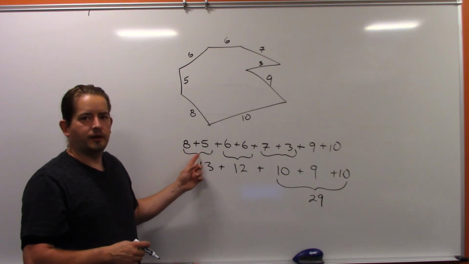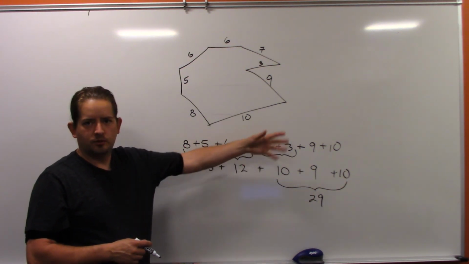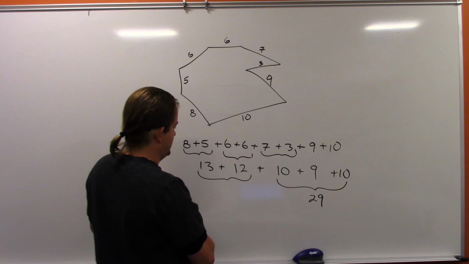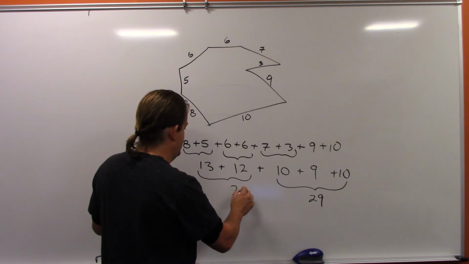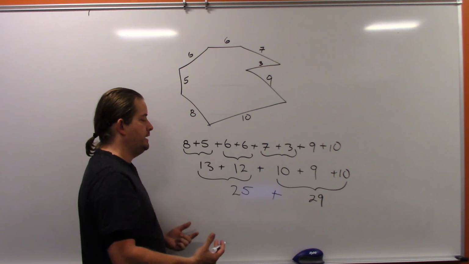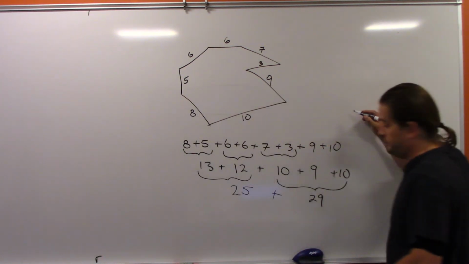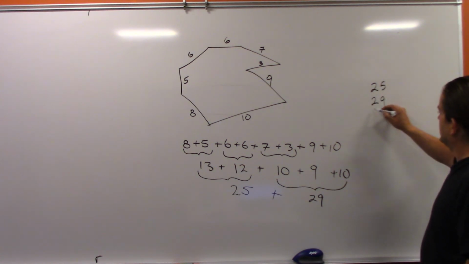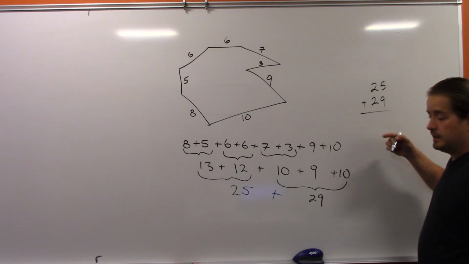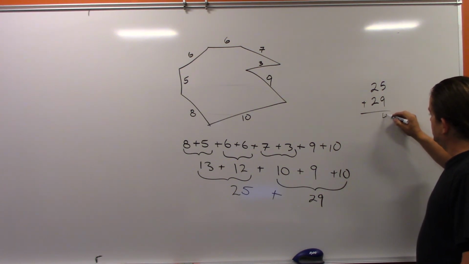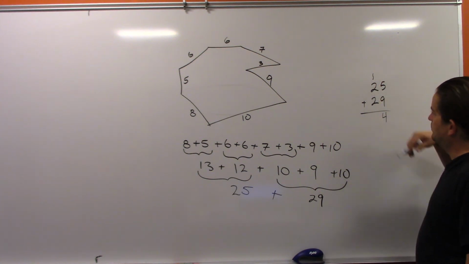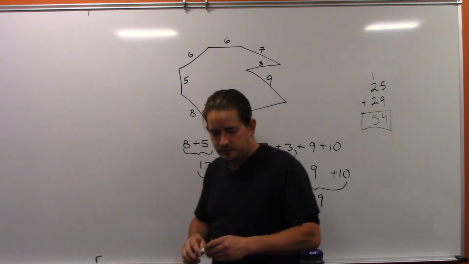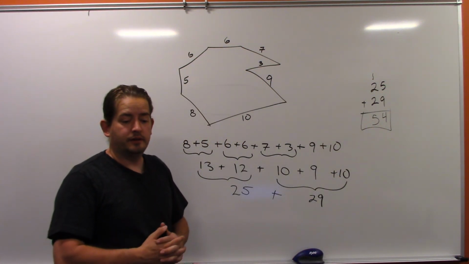Or you can just start from the front. 8 plus 5 is 13, plus 6 more, plus 6 more, and move on and on. 13 and 12, that's 25. So I have 25 plus 29. If you want, you can put this into a column. 25, 29. That way I only have to worry about one-digit numbers again. 9 and 5 is 14. Carry my 1. 2 and 2 is 4. Plus the carried 1 is 5. And so my final answer, 54. Okay. All right, that's it for this one. I'll see you guys for the next one.